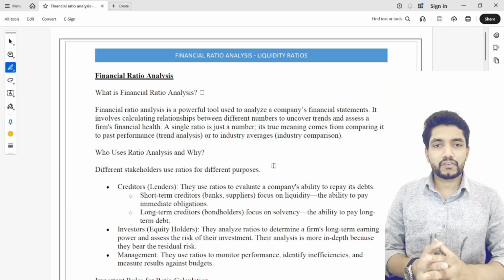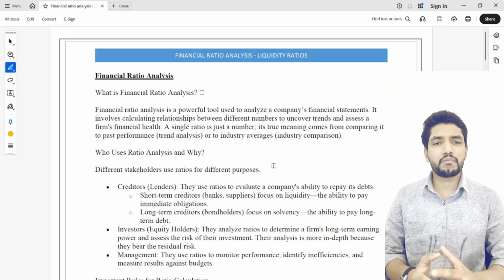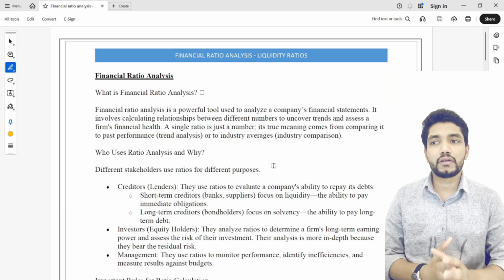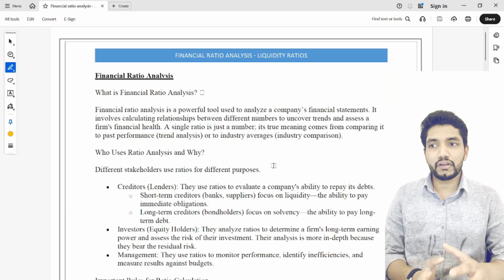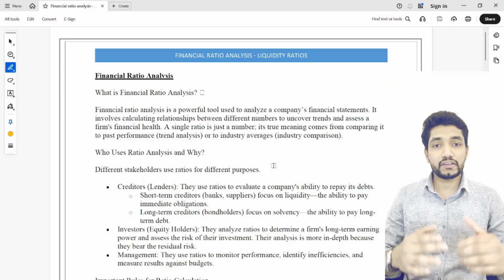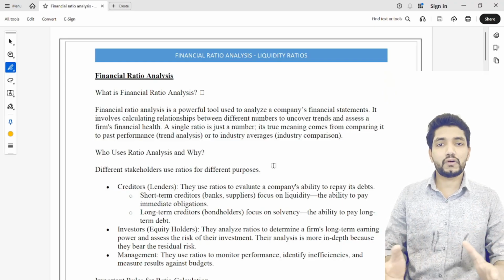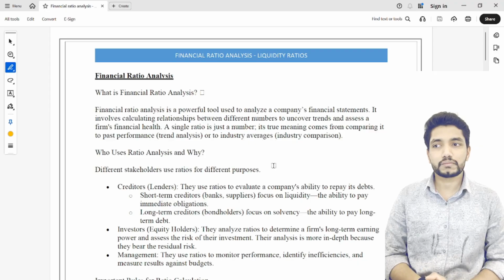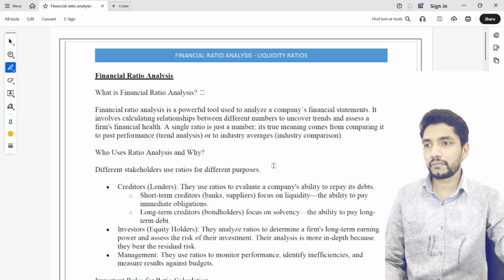So, in the previous tutorial, we discussed financial statement analysis. In today's discussion, we are going to discuss financial ratio analysis and also liquidity ratios. So, let's get started.